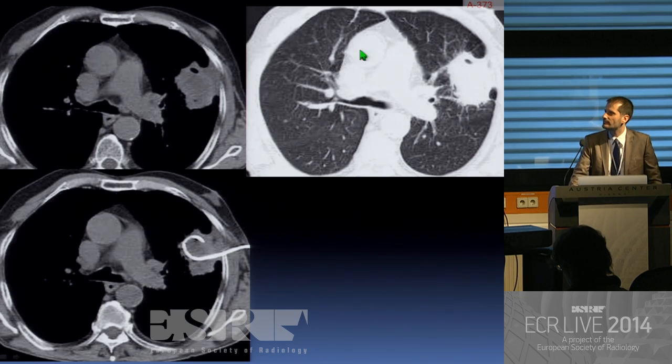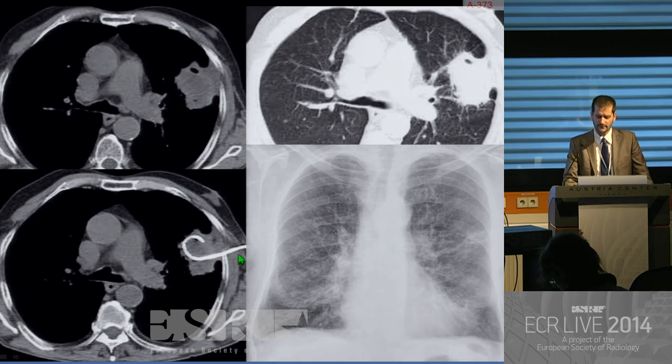This is an example of a patient with an abscess in the left upper lobe with no response to medical therapy. We inserted a 10 French catheter inside the abscess, as you can see here in the image. And this is the chest X-ray performed 2 months later, showing only a residual scar.